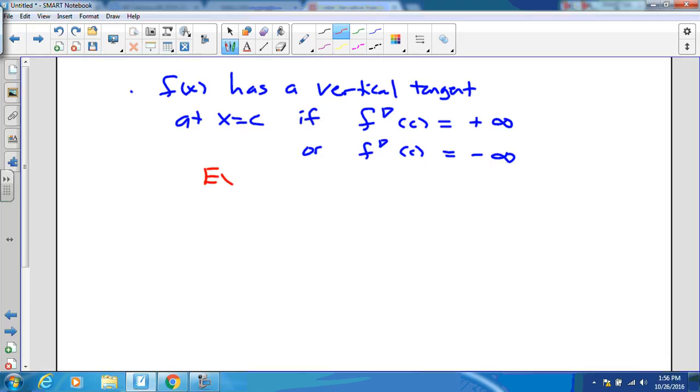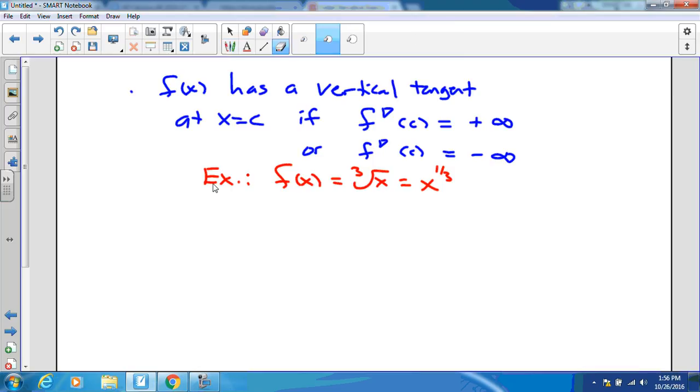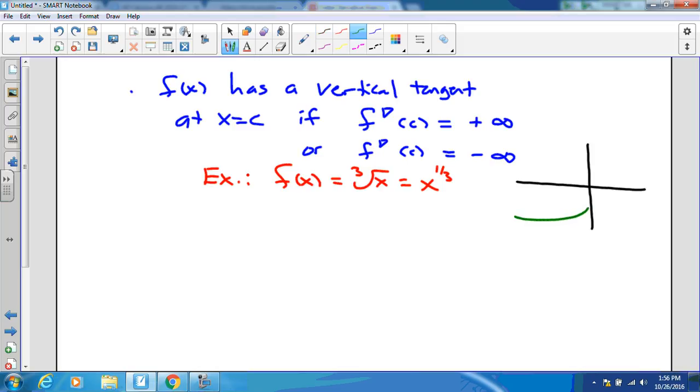There we go. And for the example function that I want to choose, I want to take a look at f of x equals the cube root of x, or in other words, x to the 1/3. Now, if you graph this function on your calculator, what you will see is that it comes in towards 0 like this, and right when it hits x equals 0, the curve goes straight up, like that.